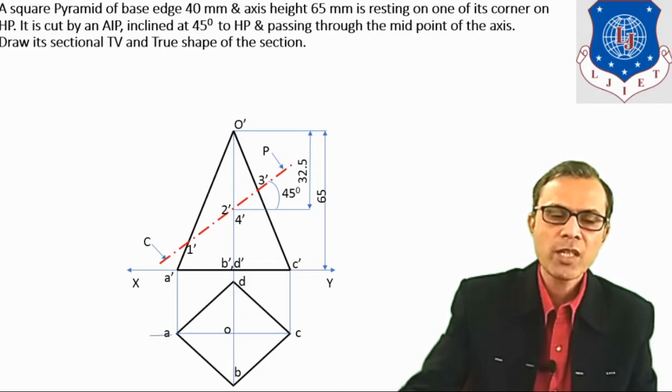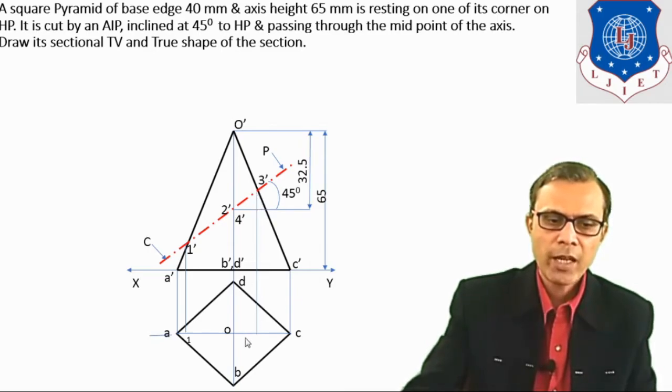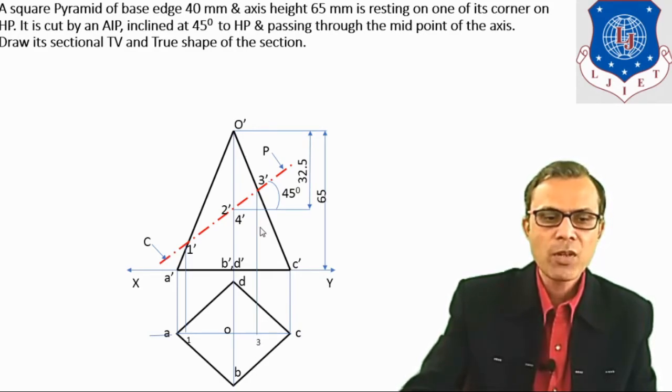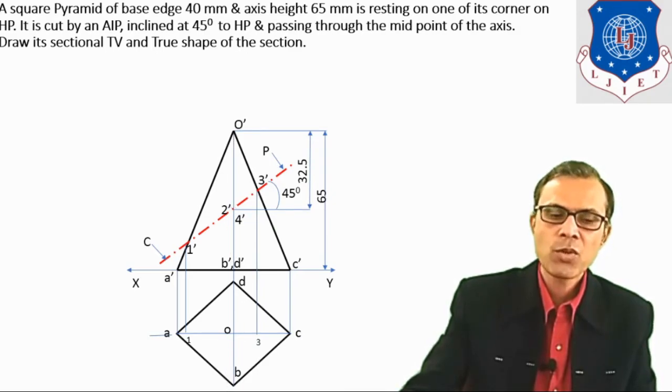So draw the projector from 1 dash, and 1 dash is the cutting point for OA edge. So on OA this point 1 is marked. Then OC edge is cut at point number 3. So projector is drawn from this 3 dash point, and on OC mark the top view of 3 dash, that is point number 3. Now what about point number 2 and 4? These are the cutting points which lie on the same line as shown here. So for that we have to make some additional step.